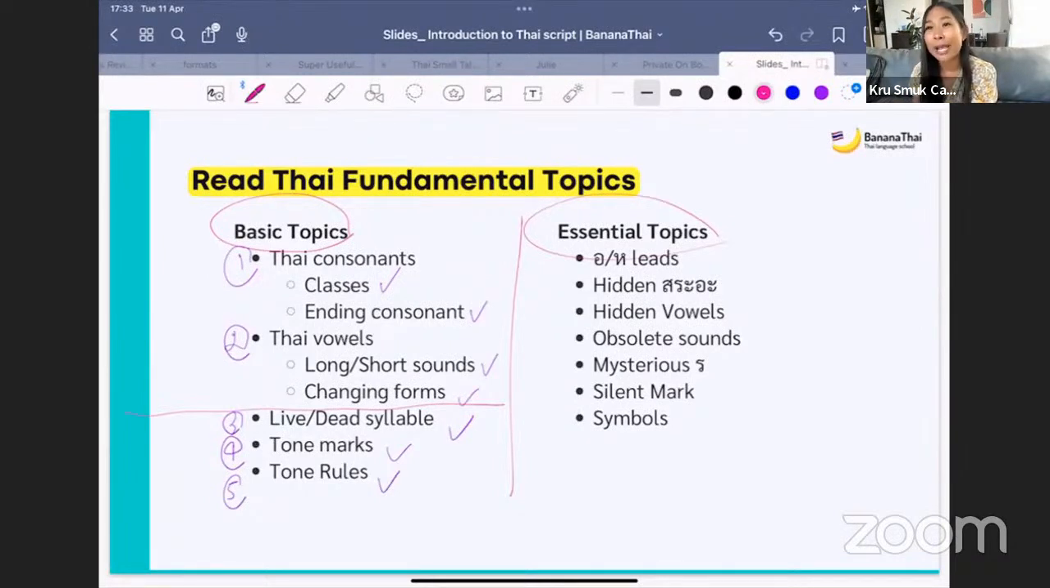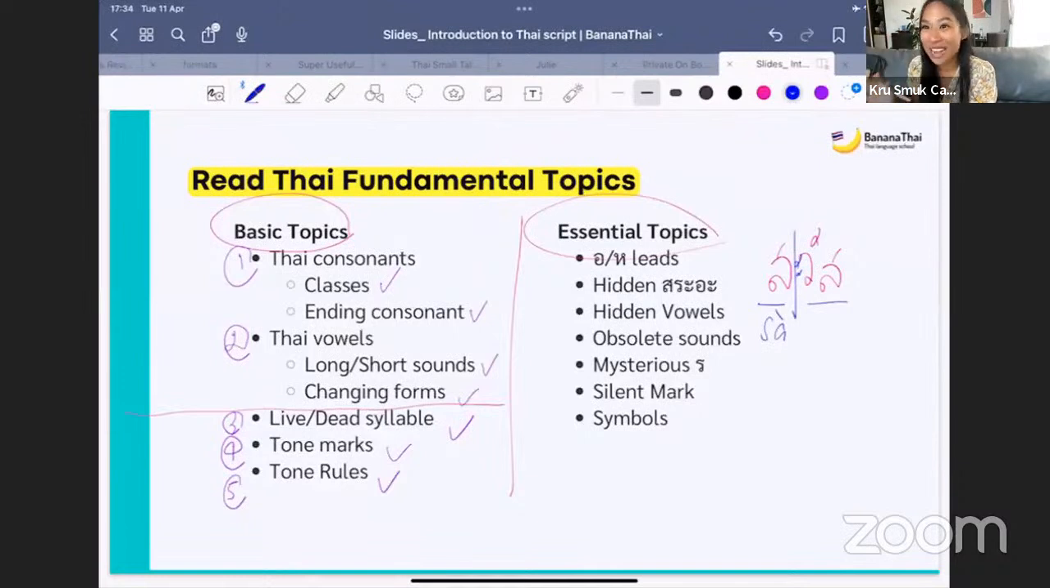Hidden sara'a, sometimes there are many words with a hidden sara'a. For example, the word sawat, which means, let's say, sawaddi. This is sa, but the sara'a disappears. You need to learn this rule, hidden sara'a. The hidden vowels, some vowels don't show their form. The obsolete sounds, the mysterious rorua is so fun to learn.